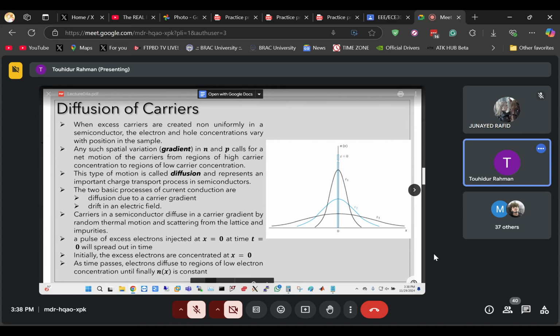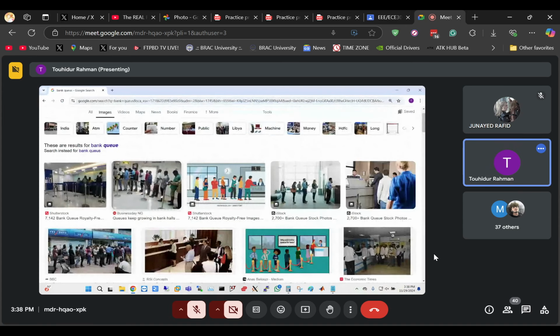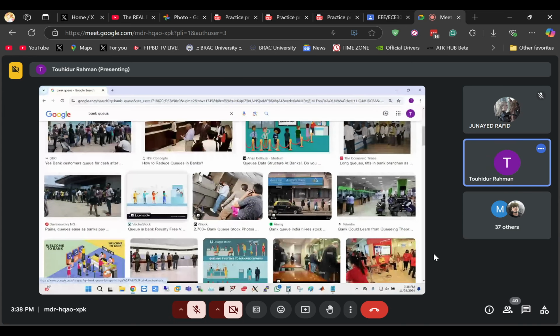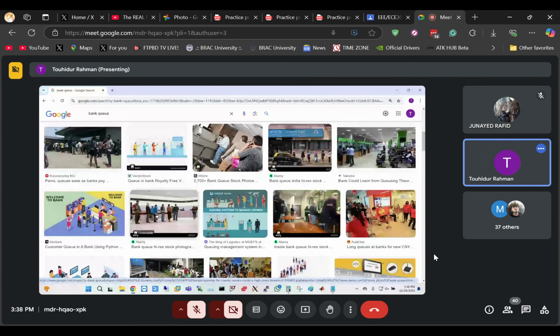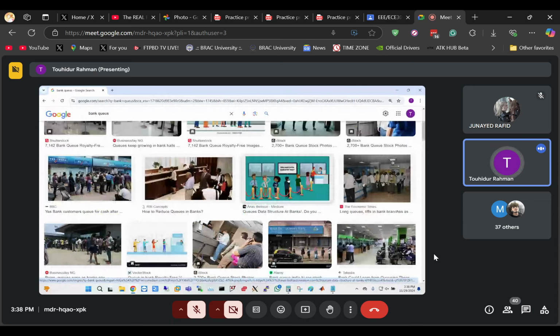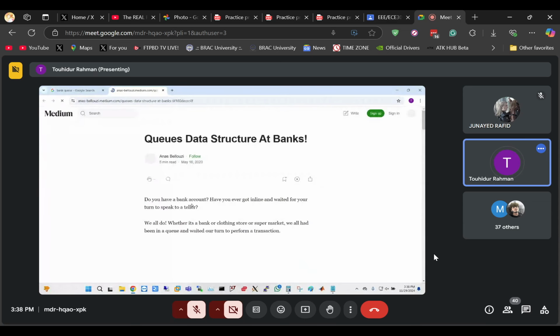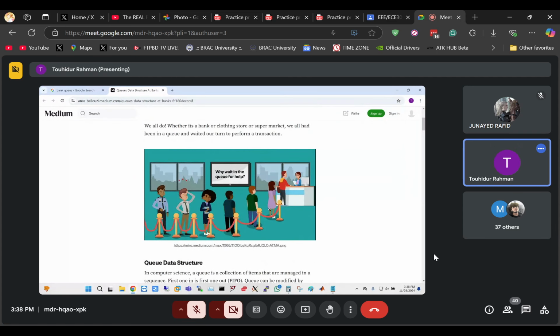I don't know if I can finish it today or not. Okay, so again, now I don't know which one is appropriate. Maybe this one. Okay, here we have a queue at the bank. So you can see one person, two, three, four, five, six, seven.